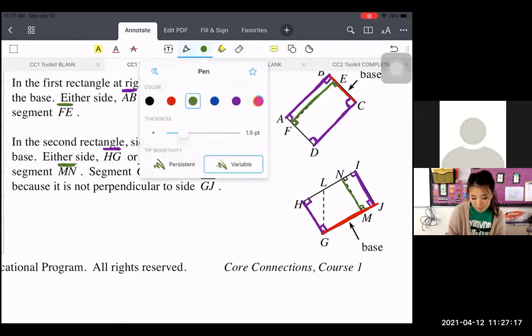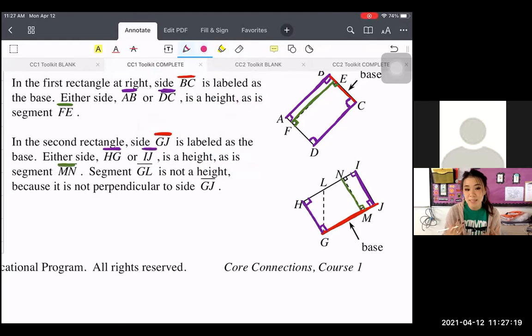Segment GL, so go ahead and pause. Segment GL is not a height. If I look at segment GL, this one right here is not a height. Why? It's not perpendicular. It's not forming a 90 degree angle. It's not forming that right angle, that corner.